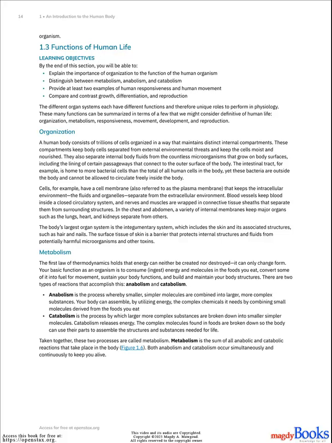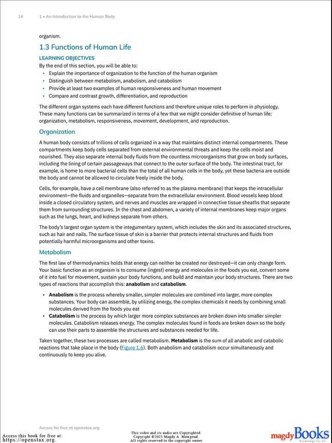There are 2 types of reactions that accomplish this: anabolism and catabolism. A. Anabolism is the process whereby smaller, simpler molecules are combined into larger, more complex substances. Your body can assemble, by utilizing energy, the complex chemicals it needs by combining small molecules derived from the foods you eat. B. Catabolism is the process by which larger, more complex substances are broken down into smaller, simpler molecules. Catabolism releases energy. The complex molecules found in foods are broken down so the body can use their parts to assemble the structures and substances needed for life.